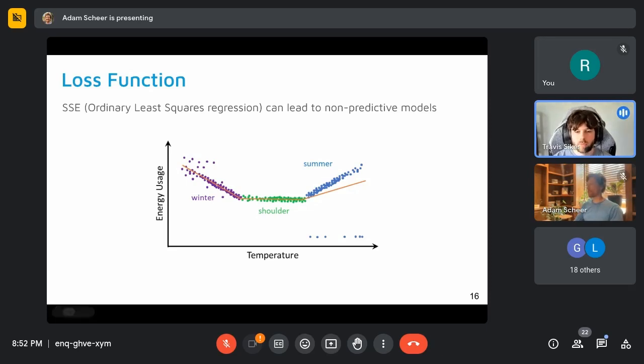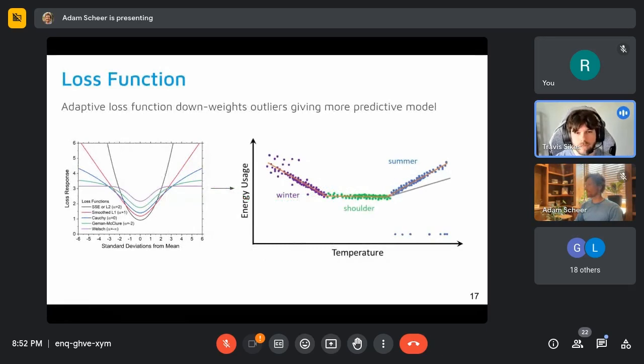So our approach to this is, well, what if instead of using sum of squared errors, we use an adaptive loss function? This is even a step beyond using mean squared error, which would be like an L1 loss function, because this plot here on the left shows the loss response versus the number of standard deviations away from the mean. And this is the version of the adaptive loss function which is penalized based on the shape of that loss function.